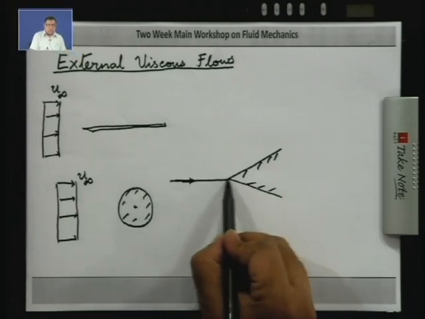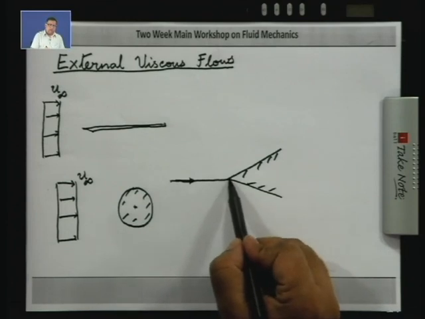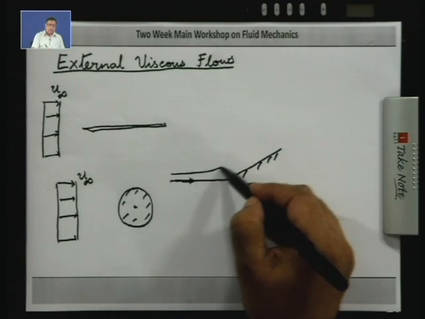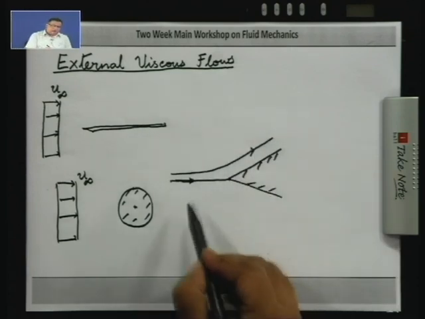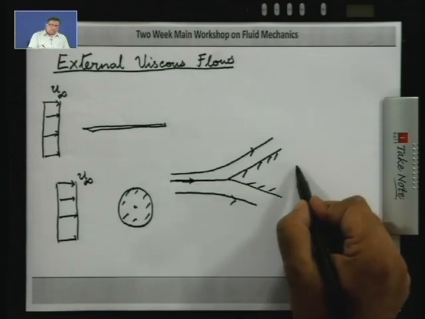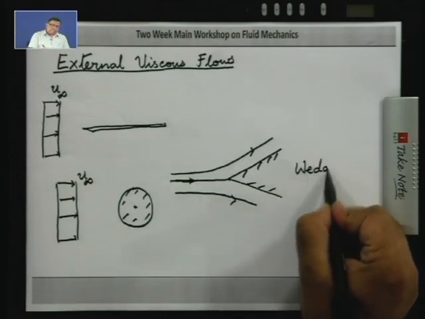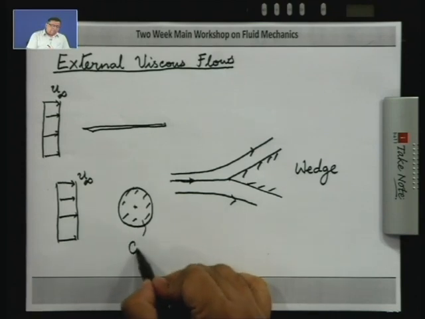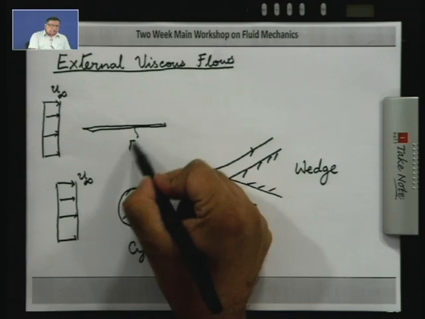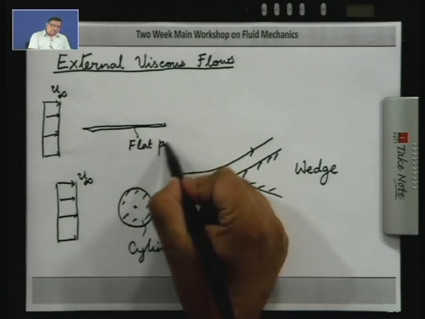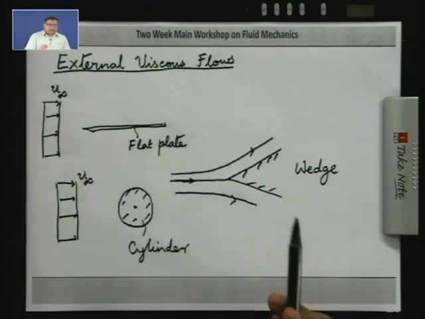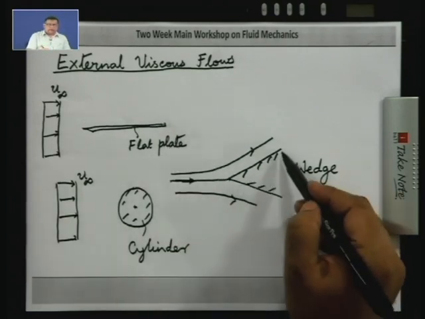So, you have a streamline which is a line of symmetry, and you have fluid going upwards and downwards. So, this is a wedge, this is a cylinder, this is a flat plate. So, we will consider the first case in great detail, and if we have time I will touch upon the other cases.